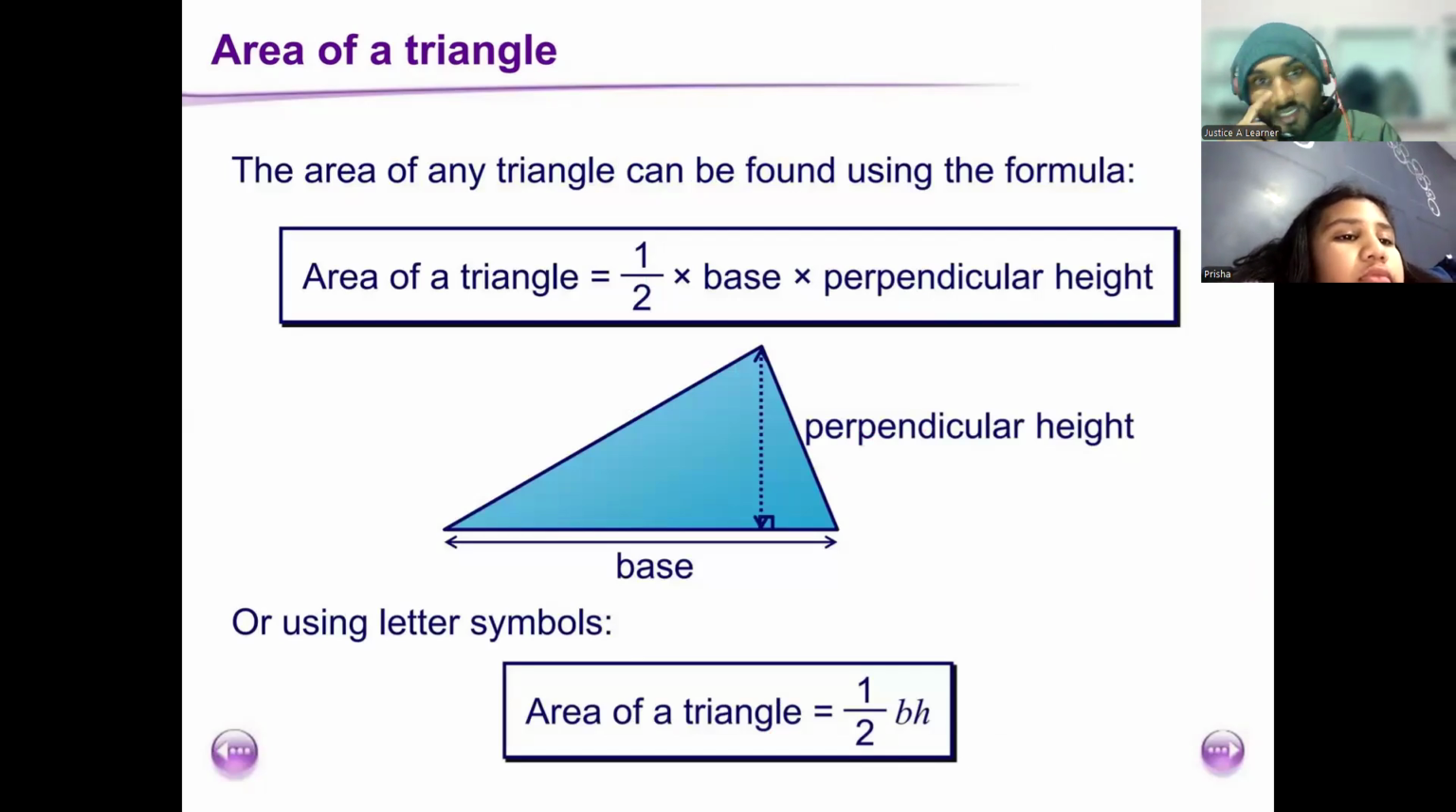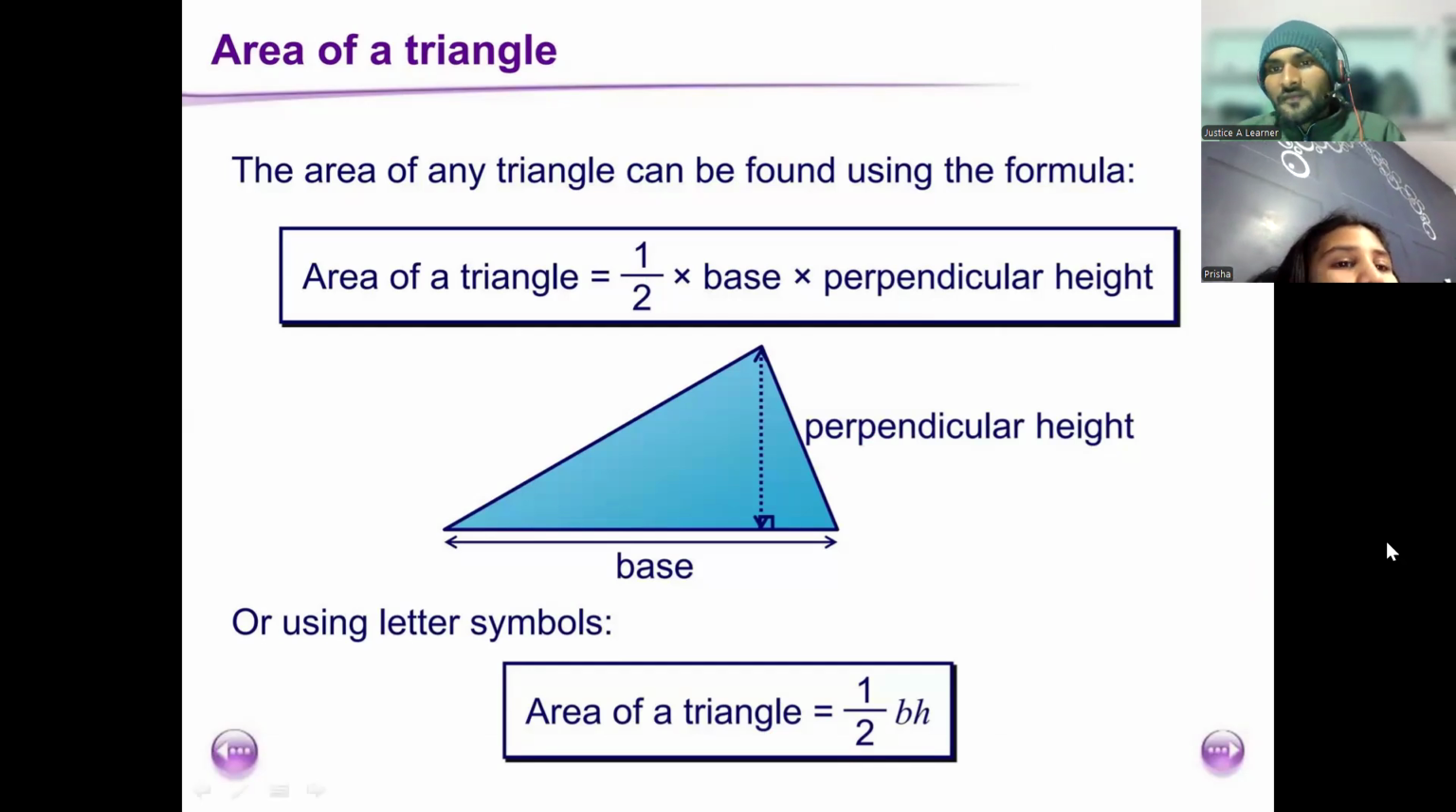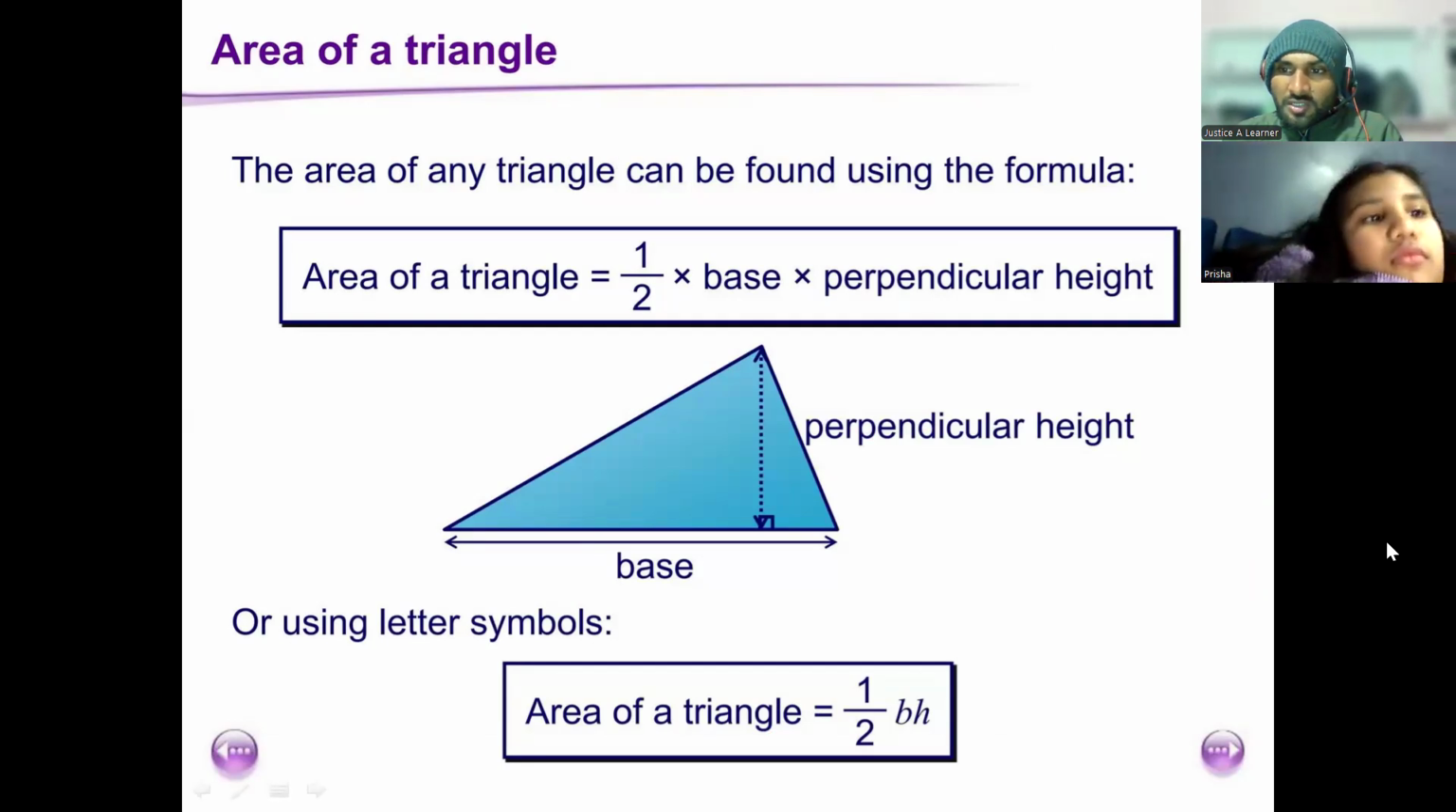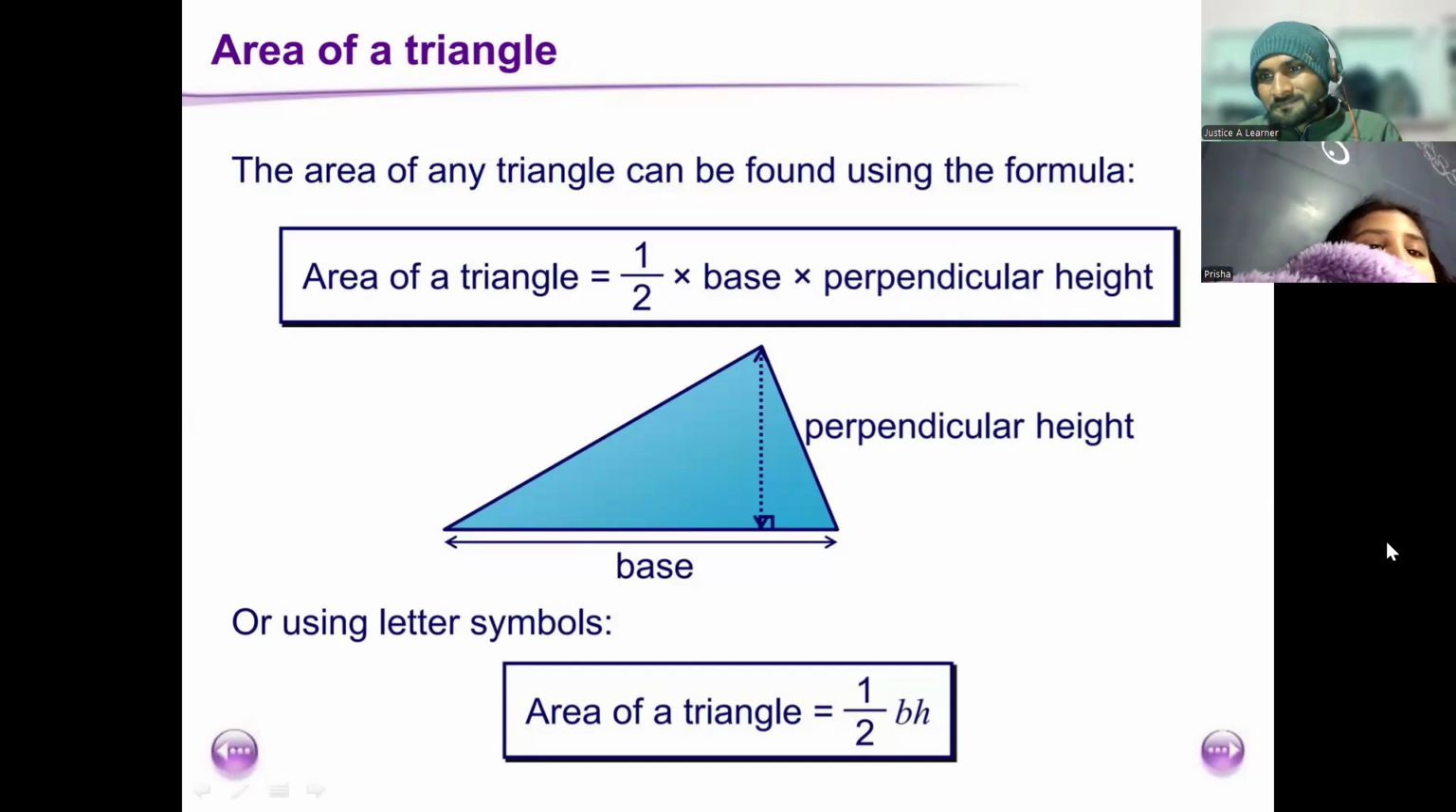So the area of any triangle can be found using the formula half into base into perpendicular height. Now we are saying perpendicular height because some triangles may not have a visible perpendicular height as seen in the figure, because all triangles cannot be seen directly as a right angle triangle, right? A right angle triangle has height like the perpendicular line, but if it is not visible, you need to draw an imaginary perpendicular line, that is the perpendicular height. That's what we have done.